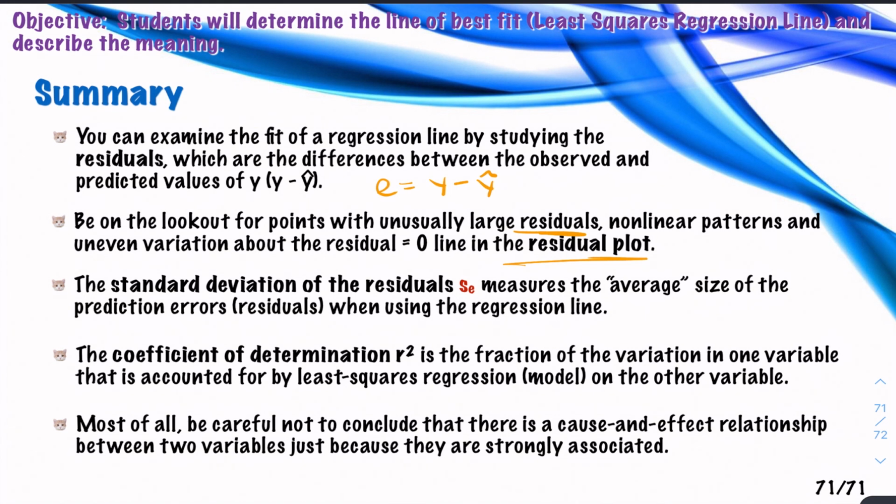The standard deviation of the residuals, how much variation there is in our error measurements, measures the average size of prediction errors when using the regression line. Our R squared, or coefficient of determination, is the fraction or the percent of the variation in one variable that is accounted for by our model on the other variable. And most of all, be careful not to conclude that there is a cause and effect relationship between two variables just because they are strongly associated.